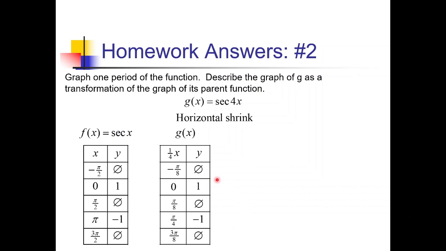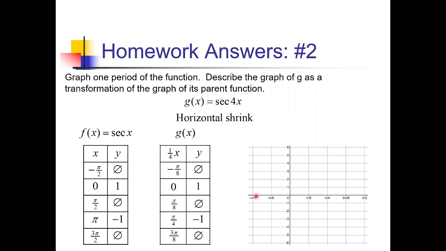For my x values, for my scale on my graph, it looks like pi over 8 is a good one to go by here. And then the y values can just go by 1's. So I've got my first asymptote here at negative pi over 8. And then we have the point 0 comma 1. Another asymptote at pi over 8. And then we have pi over 4 comma negative 1. And then we have another asymptote at 3 pi over 8. So I've got one branch up here and another branch following the asymptotes down here, and that's it that we're going to draw for this one.